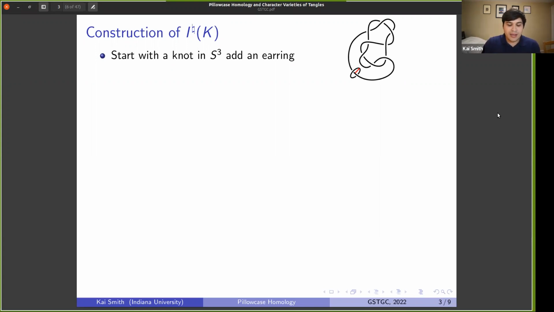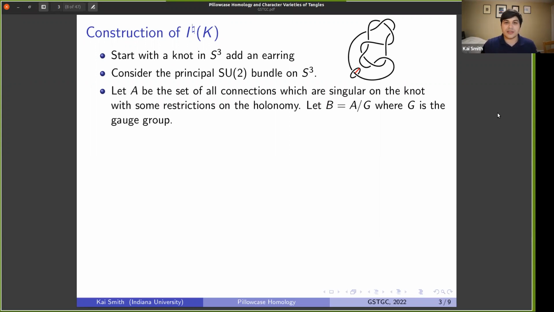So after you've added the earring, we want to consider the principal SU(2) bundle on S^3. And then we're going to look at the connections on that bundle. If this is new to you, a connection is just the data that's going to take a loop in the base space and tell you how to lift it to a loop in the bundle, or more generally for paths. And one of the main tools used to study connections is their holonomy.